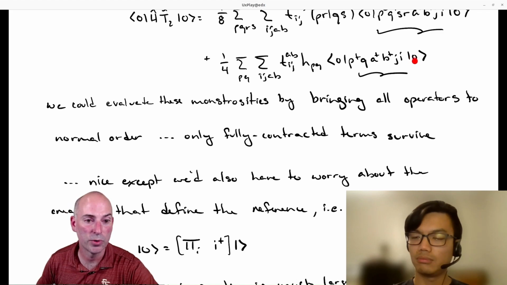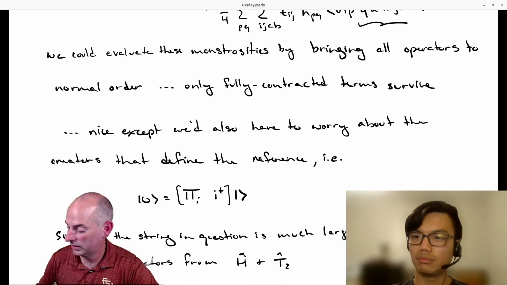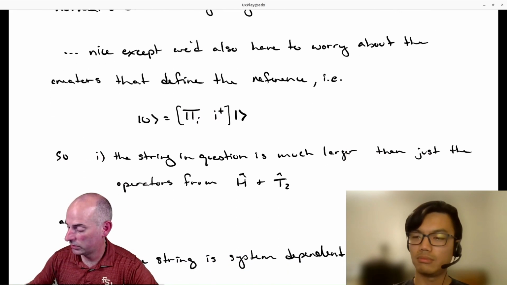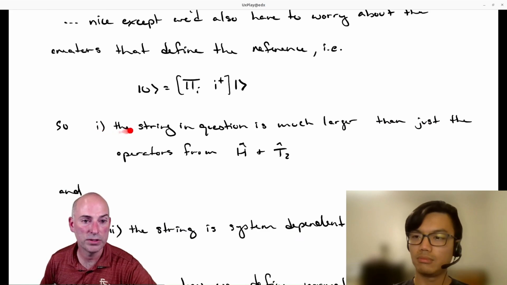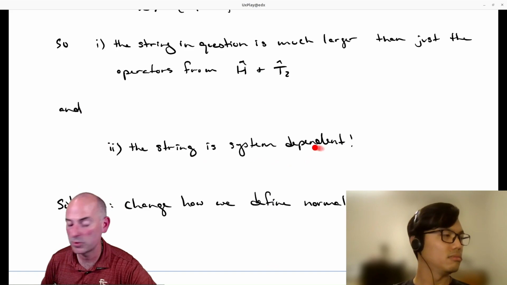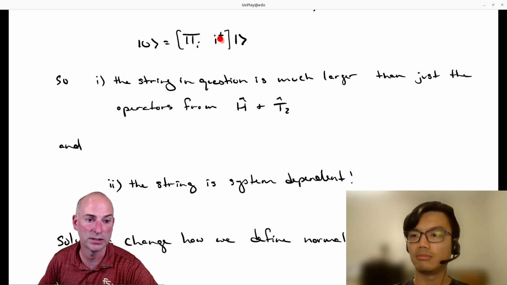That's how we were talking about normal order before. So we need to think about all the operators that define this state. That reference state is defined by a whole bunch of creators acting on the vacuum. So this is a product of a bunch of creators. And so if I want to think about normal order with respect to the true vacuum, I can't forget about this piece. So number 1, the string we're dealing with is much bigger than just the individual operators from H and T2. And number 2, the overall string is system dependent, because it would be different for a system of 10 electrons or a system of 20 electrons because this product is different.